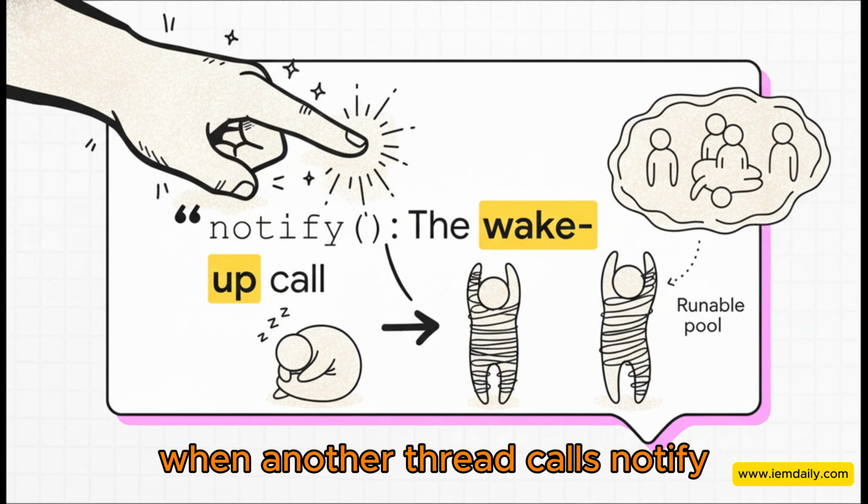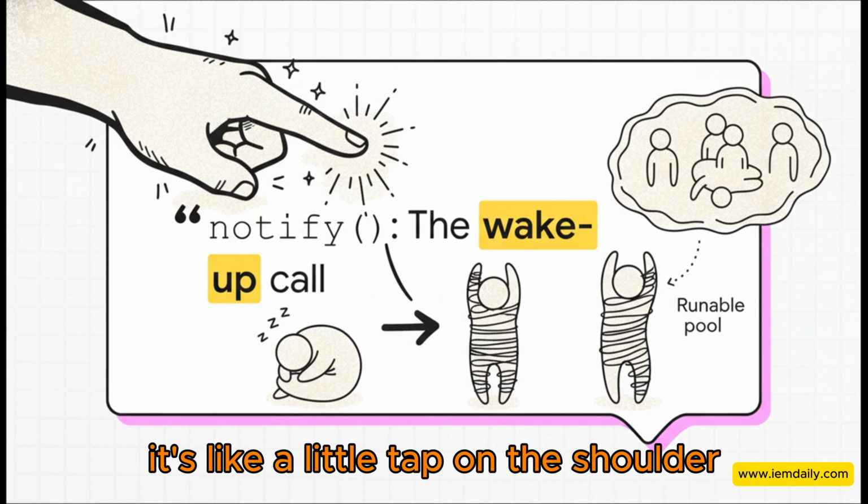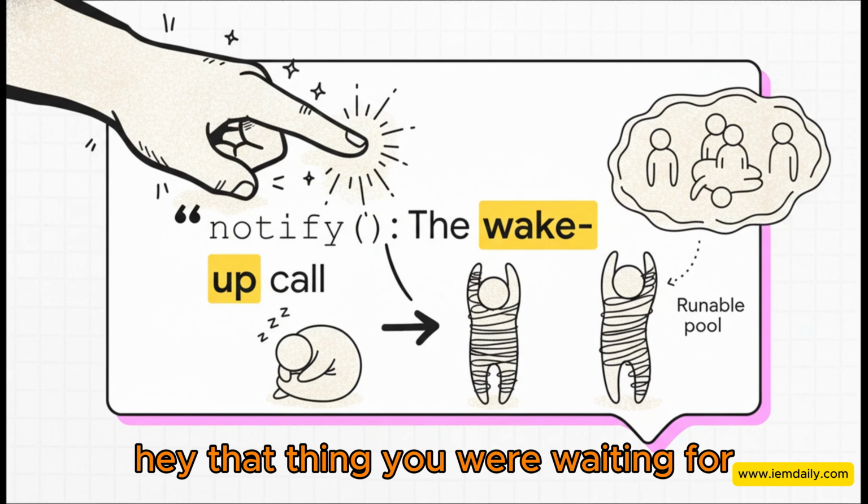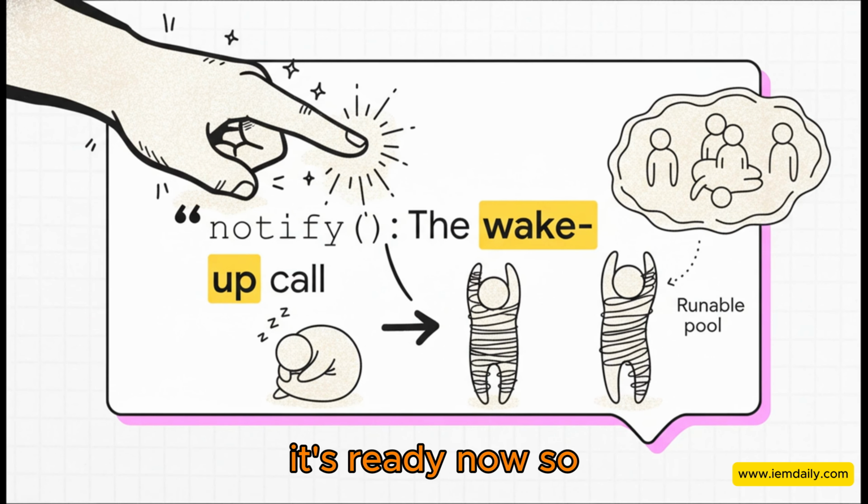When another thread calls notify, it's like a little tap on the shoulder. It's telling the waiting thread, hey, that thing you were waiting for, it's ready now. So the thread wakes up and gets right back in the runnable pool.